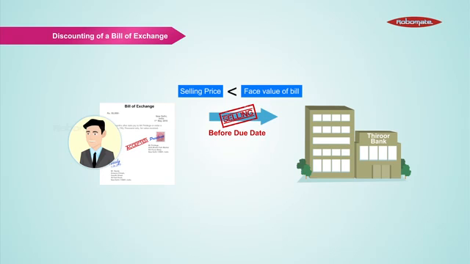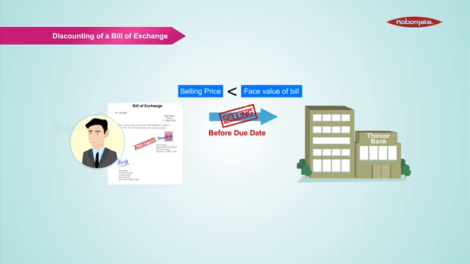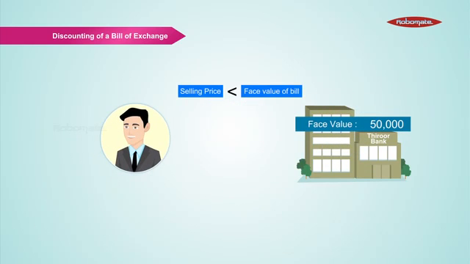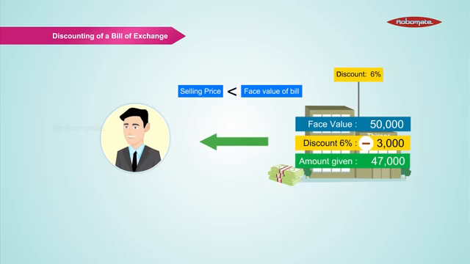Let us understand this better. The face value of the bill is 50,000 rupees. The discount rate charged in this case is 6% of the face value. Thus, the discount amount is 3,000 rupees. The selling price will then be the face value minus the discount, which is equal to 47,000 rupees.